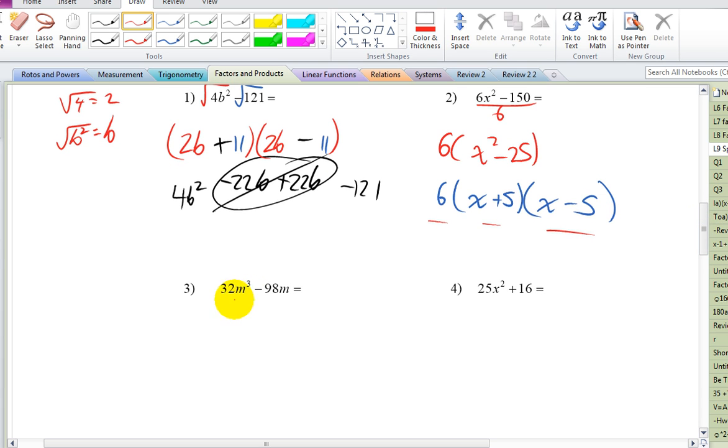Now you're going to have a GCF that's a number and a letter. All right, because 32 is not a perfect square, so think GCF. I think you want to take out a 2, M. 4m plus 7. Good.